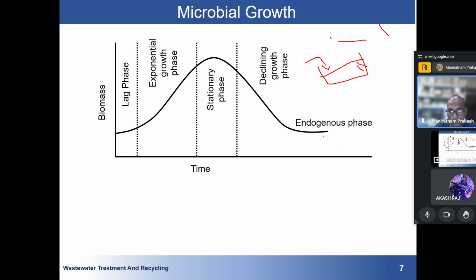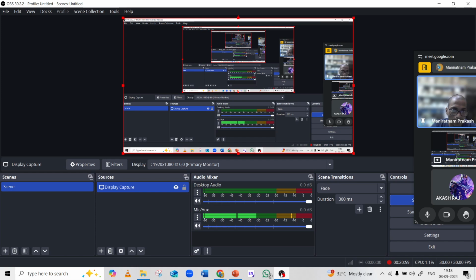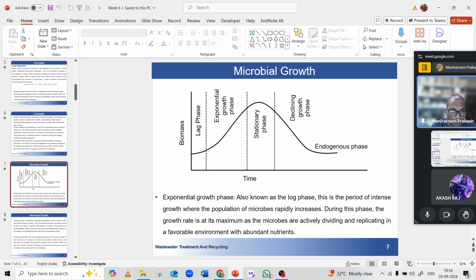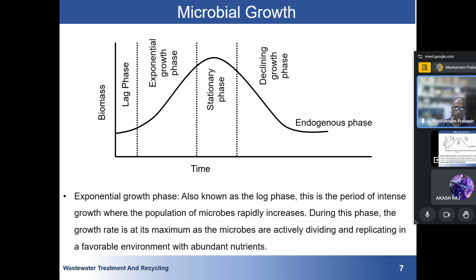And at the end we have the endogenous phase, because all the food which was there has finished. The number of bacteria has also finished. So that's why this phase is called the endogenous phase. The name itself suggests that it has declined. It has become extinct.